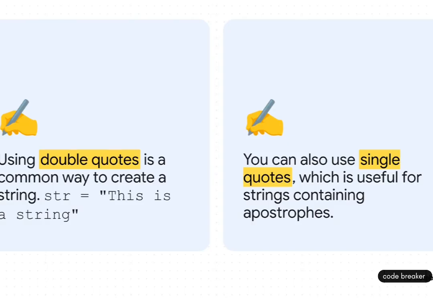us work with it. Now, in Python, you've got a little flexibility. You can create a string using double quotes, like you see on the left, or you can use single quotes, like on the right. Why have both? Well, it's super handy when your text itself has a quote in it. For example, if you wanted to write the string, "It's a sunny day," you'd wrap the whole thing in double quotes. That way, Python doesn't get confused by that apostrophe.